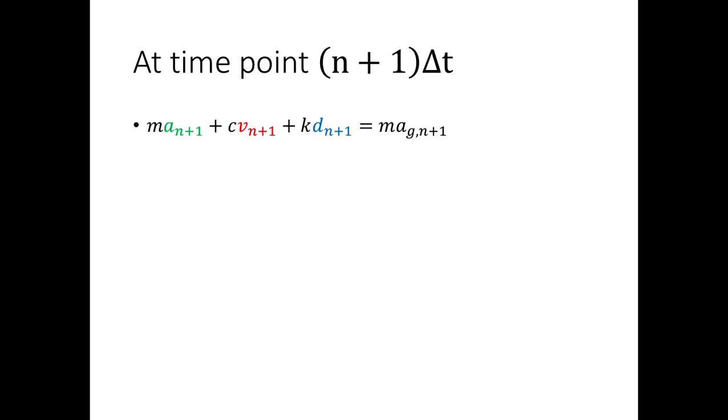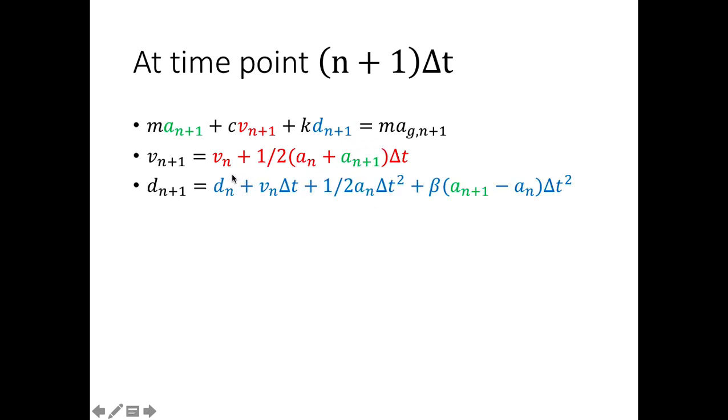And our mission is to find out a n plus 1, v n plus 1, d n plus 1 using the acceleration of the ground motion and the information we get at step n. Okay, so if we look at the details of v n plus 1, we find that all the equations use the Newmark beta method. Vn is already known, an is already known, delta t is already known. Only a n plus 1 is unknown. Same thing with displacement. Dn is already known, vn is already known, delta t, an and beta are already known. Only a n plus 1 is the unknown value.